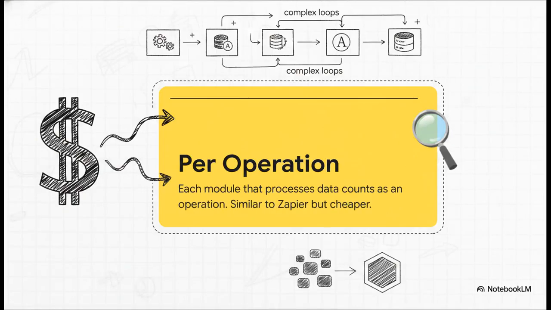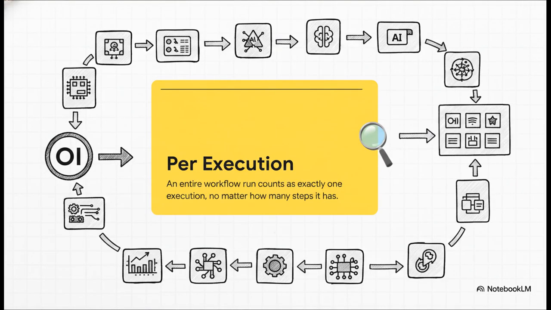Make uses a slightly more forgiving per-operation model. It's similar to Zapier's logic, but your dollar goes a lot farther here. That being said, it still counts every single internal module that touches or processes your data. So if you've got highly complex loops running, they can quietly eat through your entire monthly budget if you aren't paying attention. And then we have N8n, which flips the script completely with a per-execution model.